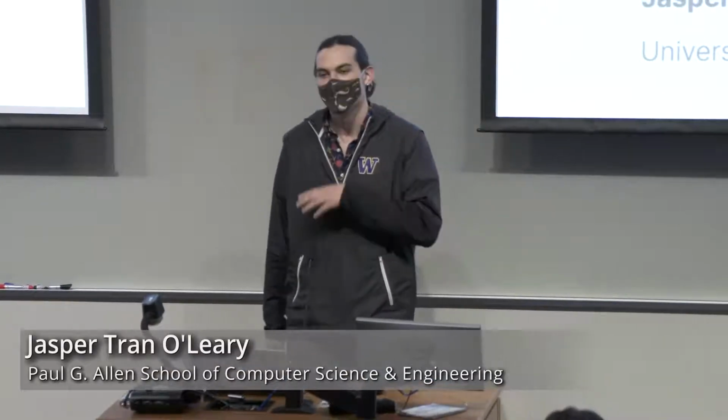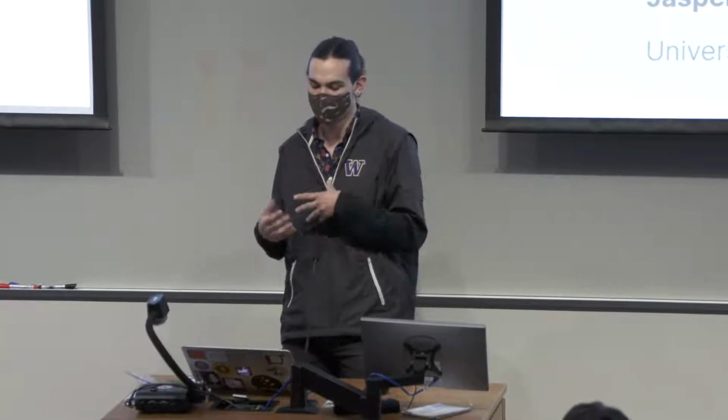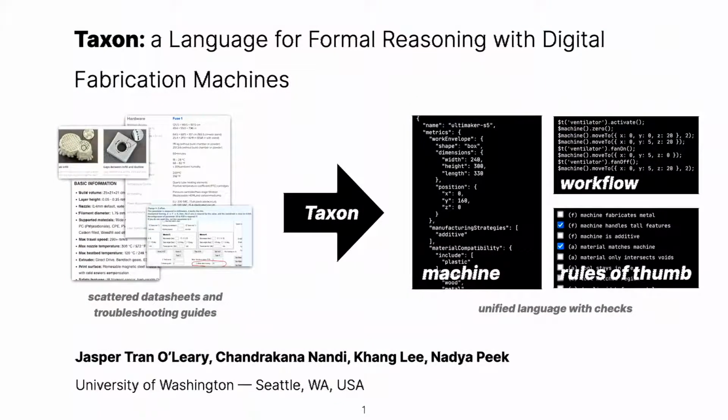Thanks, Zach. Hi, everyone. My name is Jasper, and this is work I did with my colleagues Chandra and Kang, and with my advisor, Nadia Peak. I'll be talking to you about why making physical stuff with computer-controlled machines can be surprisingly frustrating, and how we can help makers out by using the same computer-supported reasoning that lets programmers work quickly and accurately.